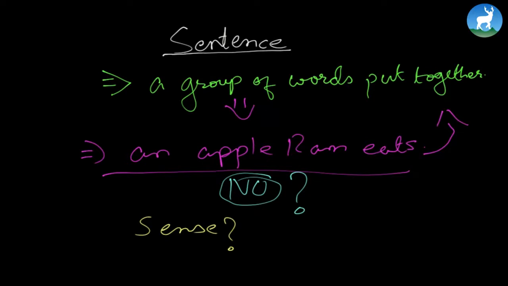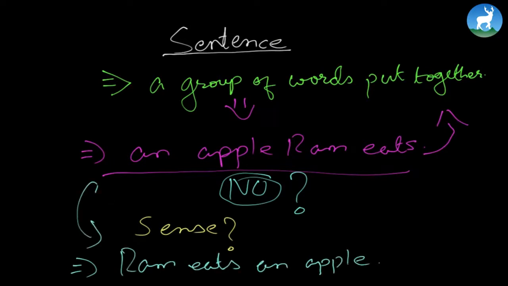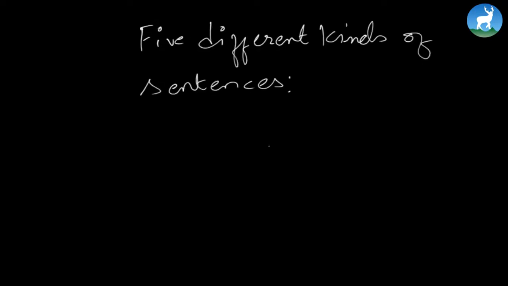So let's work out again and try to redefine this example. If we try to make it sensible: Ram eats an apple. You see, this becomes a sentence because here is a group of words put together and they make perfect sense. Hence, we accept this as a perfect sentence. And do you know that there are 5 different kinds of sentences in English? Let's look at these 5 different kinds of sentences quickly.